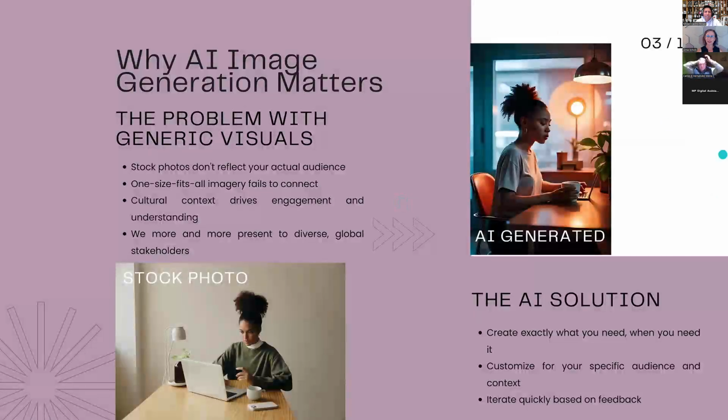Okay, so here we have two images. One of them is a stock photo, one of them is AI generated. And we've all been there. We're putting together an important presentation, maybe for executives, maybe for a diverse project team. I know a lot of us are part of project management, and you spend hours searching stock photo sites for the perfect picture. And you find something that's fine, maybe it's 70% right. Maybe it shows people who look nothing like your actual stakeholders.